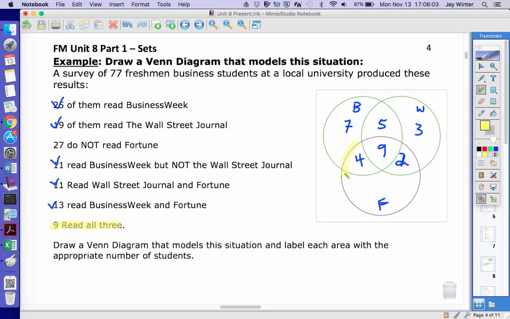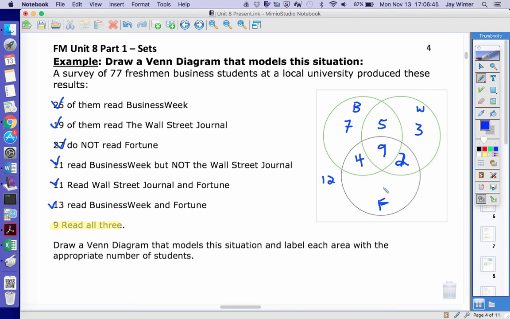All right, if I'm talking about not reading something, that's kind of like talking about a complement. So let's focus on set F here for just a second. If 27 do not read Fortune, then that means every one of them is outside of this circle. So 7 and 5 is 12, and another 3 is 15. That means another 12 students are in the universal set and don't read any of these magazines at all. So 7 and 5, or newspapers also, is 12. There's the 3 for 15, and then 12 makes 27.